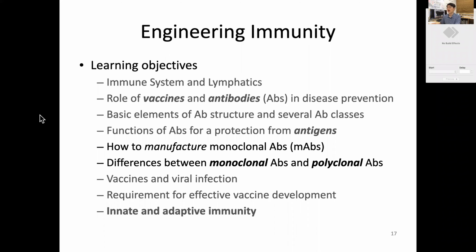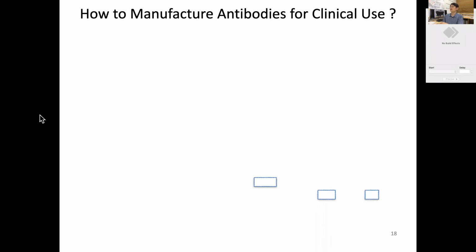Hi. Now we will discuss, in terms of engineering aspects, how to manufacture monoclonal antibodies and the differences between monoclonal and polyclonal antibodies. So how do we manufacture monoclonal antibody for clinical use? We can use antibody for clinical therapy.